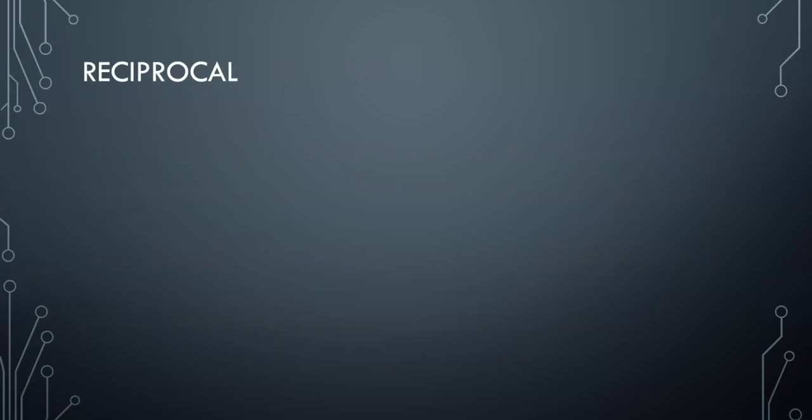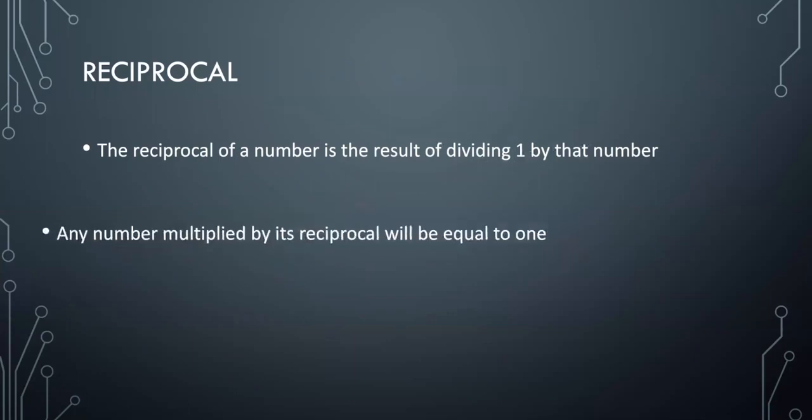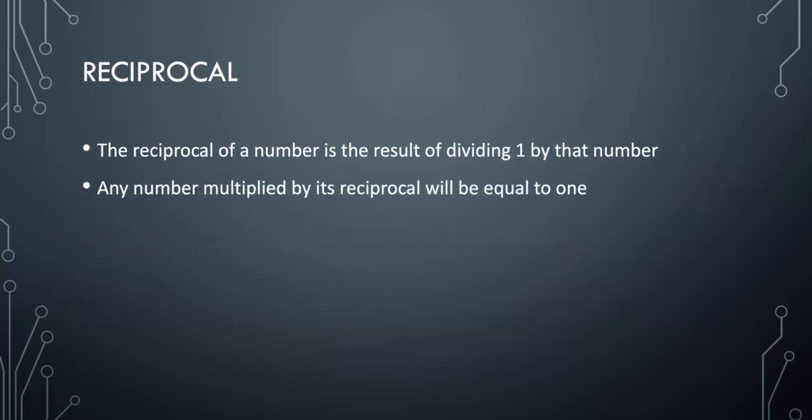Reciprocal. The reciprocal of a number is the result of dividing 1 by that number. Any number multiplied by its reciprocal will be equal to 1. If the number is 3 and its reciprocal 1 over 3, if you are multiplying both, 3 and 3 cancel, then the answer is 1.